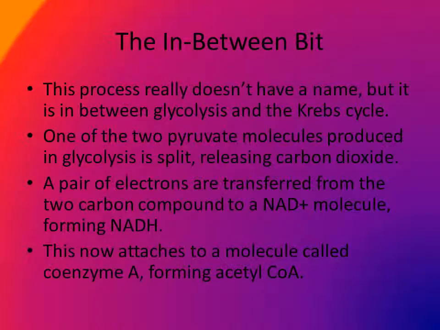The pre-Krebs cycle step. This process really does not have a name, but it is in between glycolysis and the Krebs cycle. One of the two pyruvate molecules produced in glycolysis is split, releasing carbon dioxide. A pair of electrons are transferred from the two-carbon compound to an NAD molecule, forming NADH. This now attaches to a molecule called coenzyme A, forming acetyl-CoA.